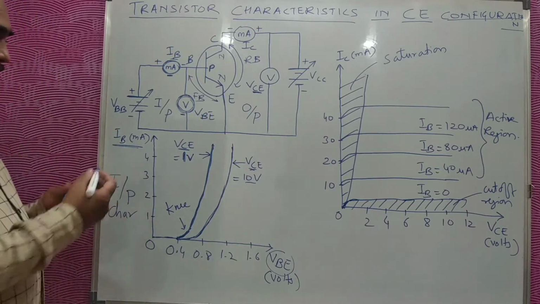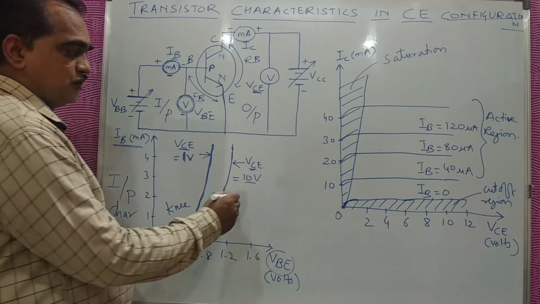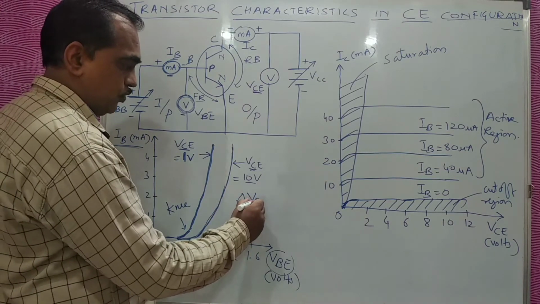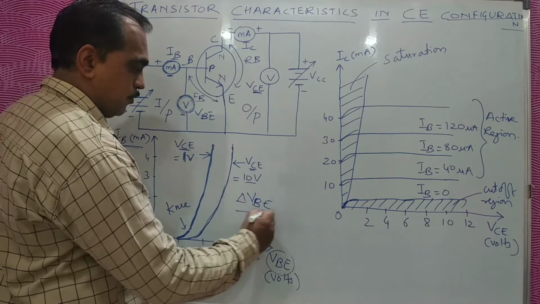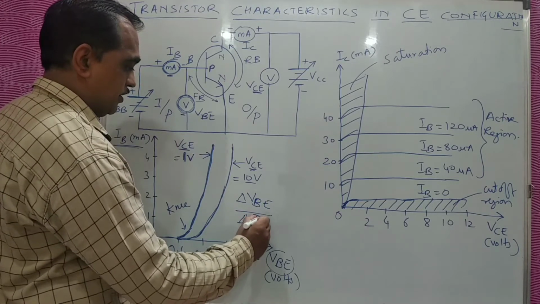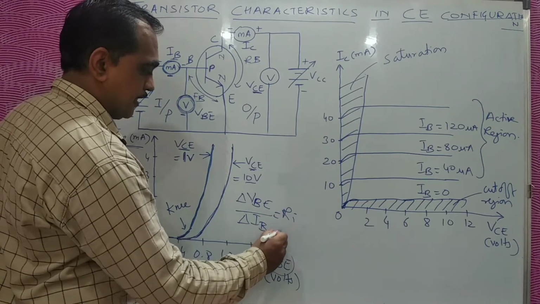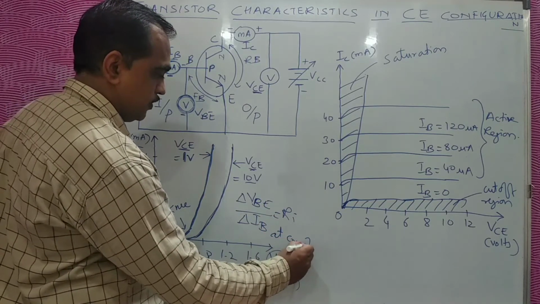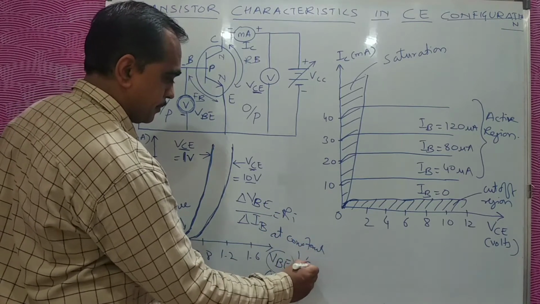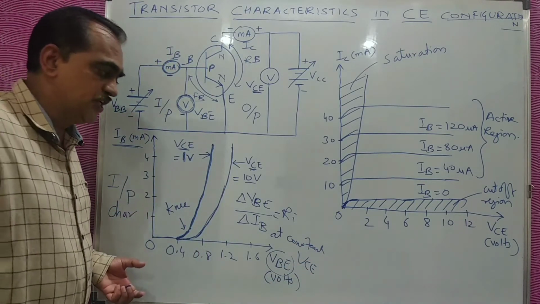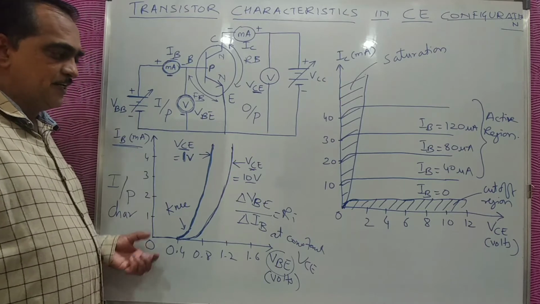Now here, if you want to find the input resistance, then you have to see the change in input voltage upon the change in input current. This will be the input resistance at constant VCE. So the ratio of the change in input voltage to the change in input current will give you the input resistance.